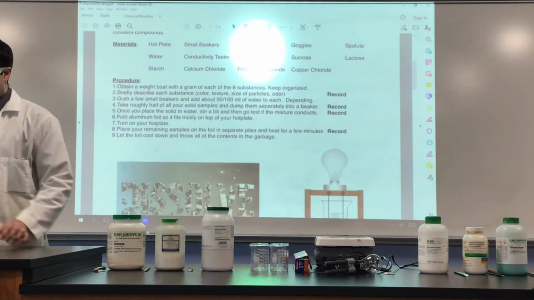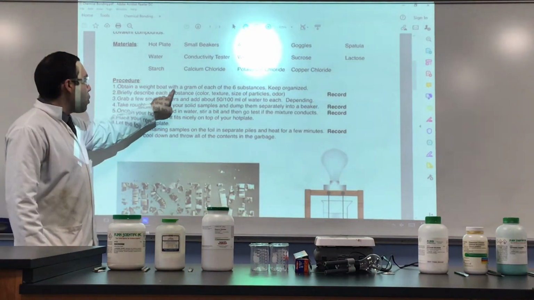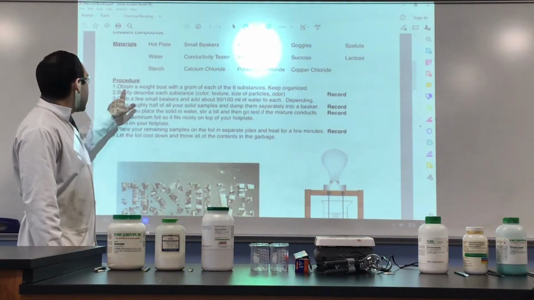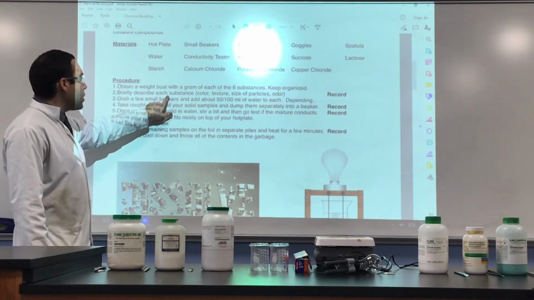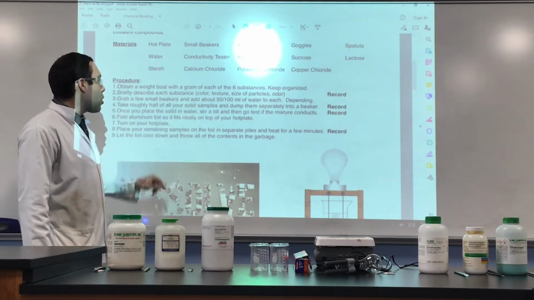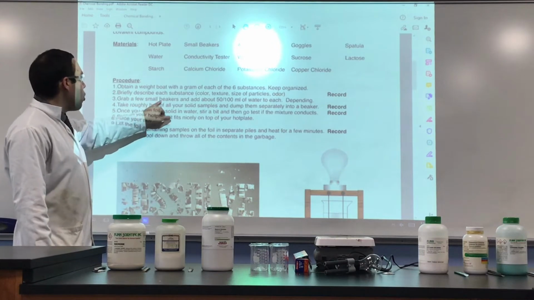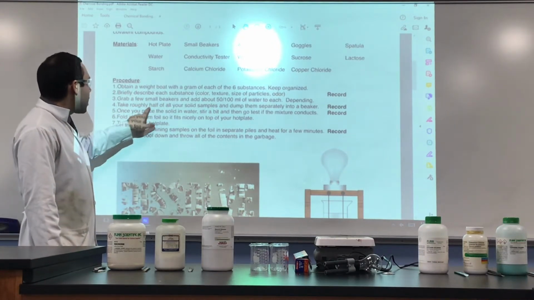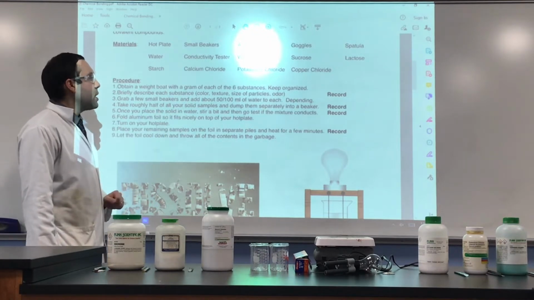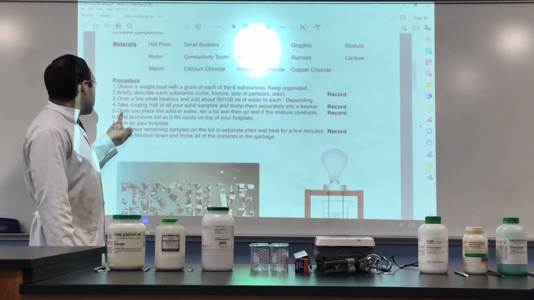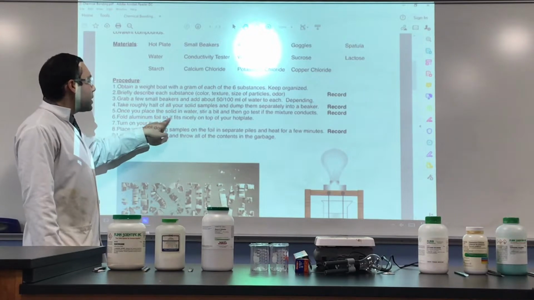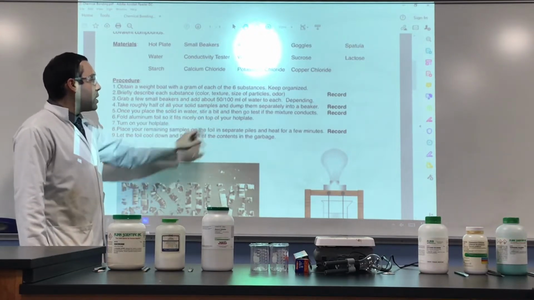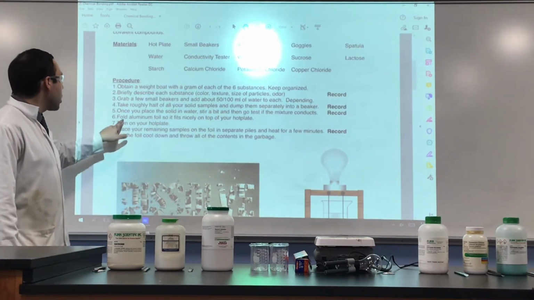So procedure, step 1, obtain a weigh boat with 1 gram of each of these substances. Keep organized. Briefly describe each of the substances: color, texture, size of particles, odor. Grab a few small beakers and add about 50 to 100 milliliters of water to each, depending. Take roughly half of all of your solid samples and dump them separately into a beaker. Once you place the solid in water, stir a bit, and then test whether the mixture conducts.